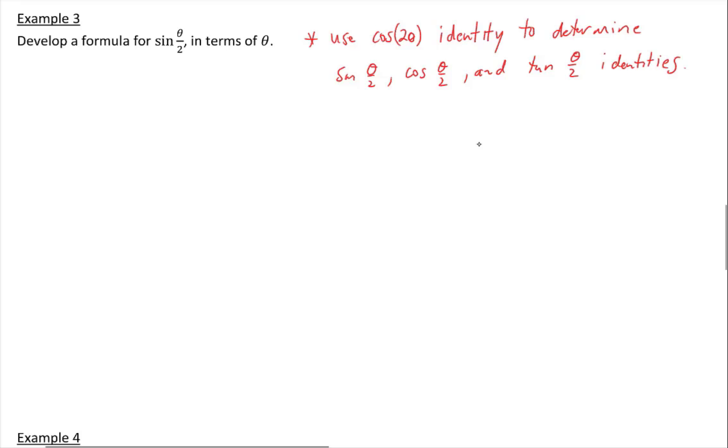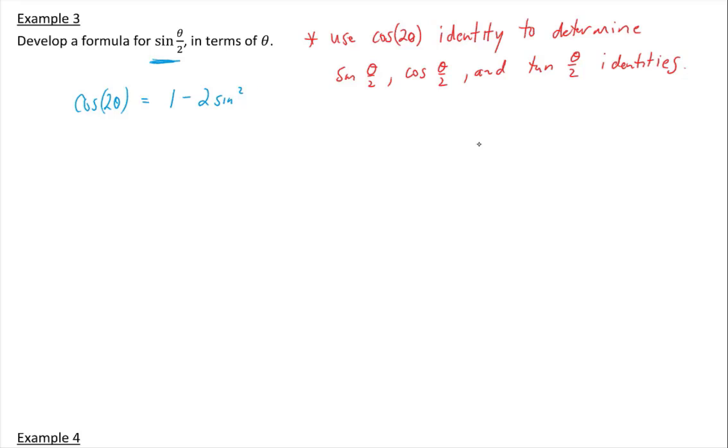In example 3, we're going to look at how to develop what are called the half-angle formulas. When developing the half-angle formulas, we will always use the cosine 2 theta identity. Since we're looking for a formula for sine of theta over 2, we're going to use the cosine 2 theta identity that has sine in it. So we have cosine 2 theta is equal to 1 minus 2 sine squared theta.